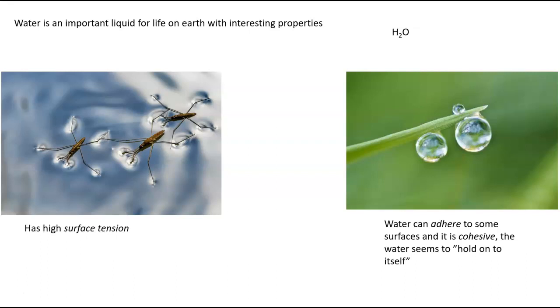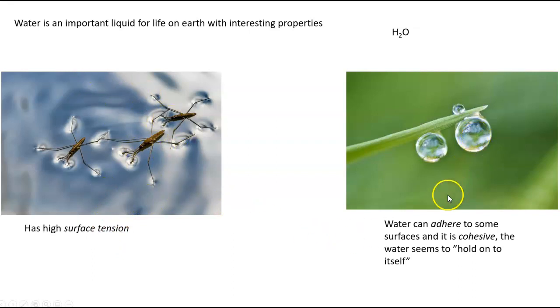Water has the chemical formula of H2O. That means that there's two hydrogen atoms for every oxygen atom in the water molecule, and water has these amazing features associated with it. As you see here by the striders, water striders maybe even, these insects are able to walk on top of water, but that's because water has this very high surface tension. So they're able to walk on top of it.